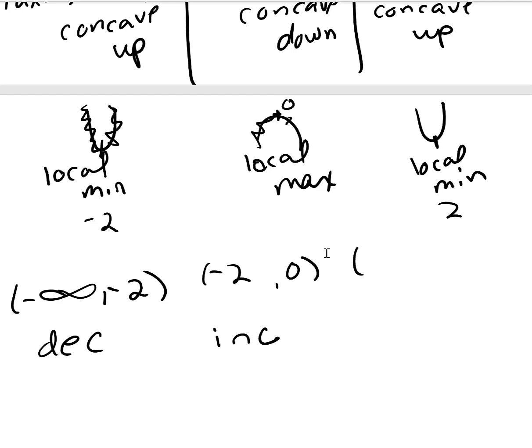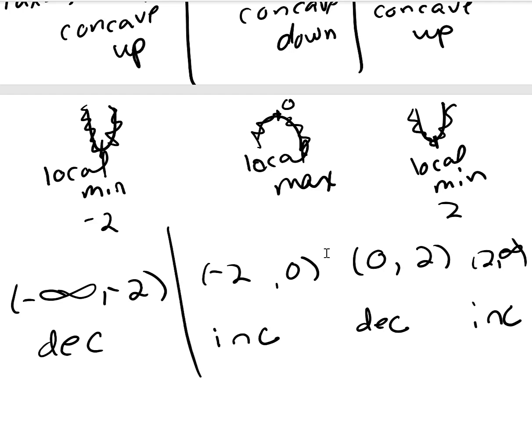Then I get to 0, and I decrease. So where do I stop decreasing? When I get to 2. And then the last interval is 2 to infinity, and it's increasing. So without doing the first derivative test, I still have the increasing, decreasing intervals by looking at the concavity.